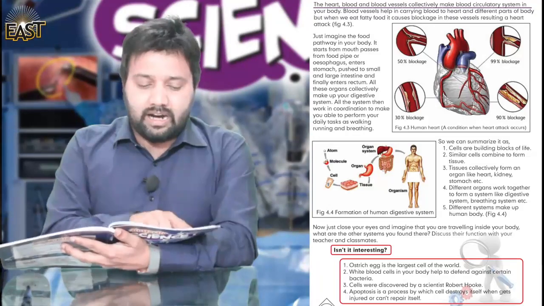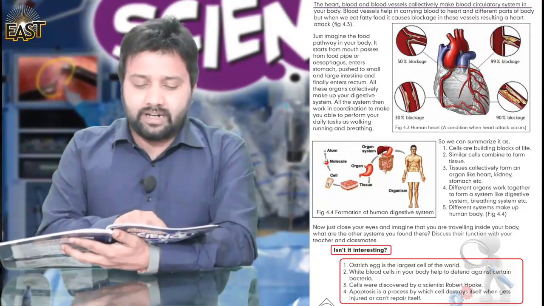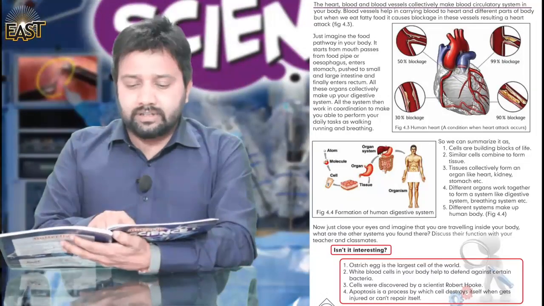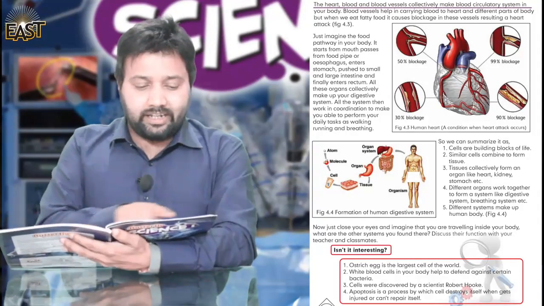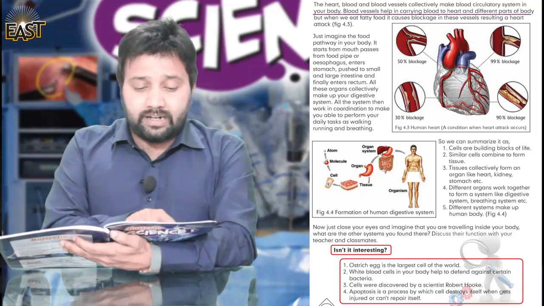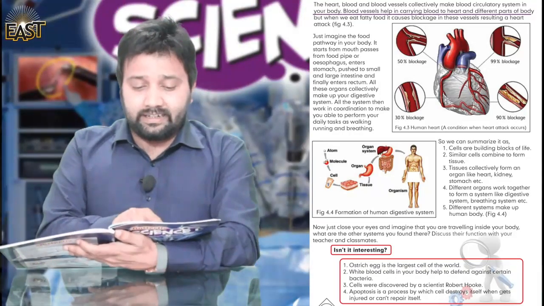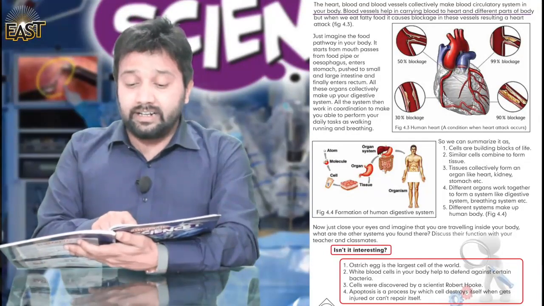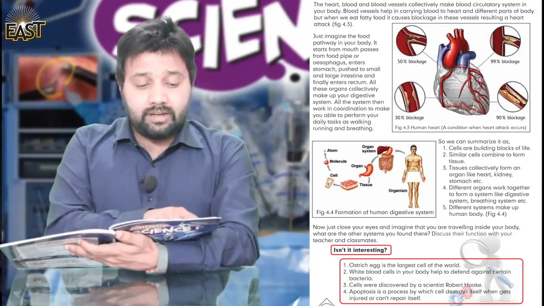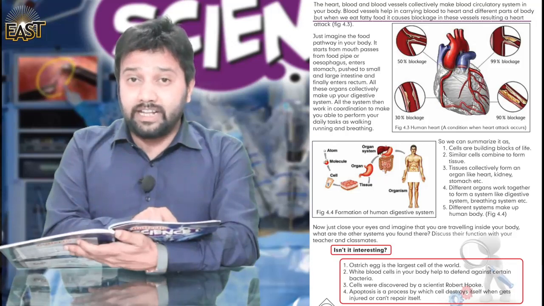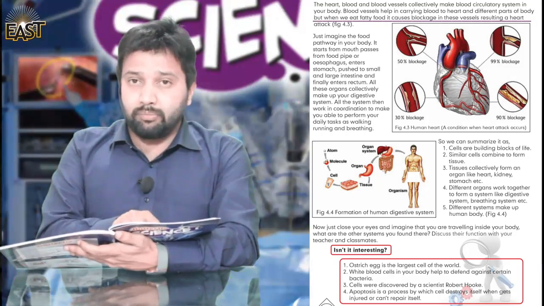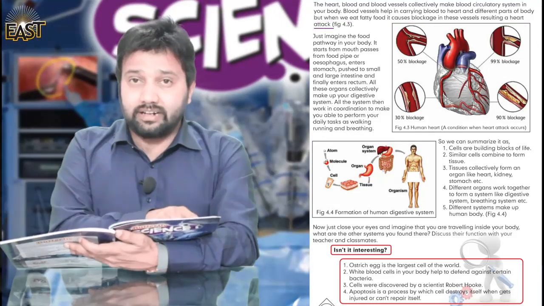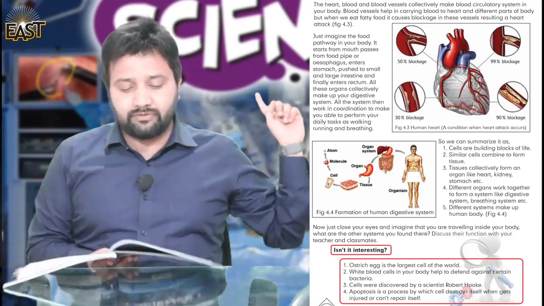The heart, blood and blood vessels collectively make the blood circulatory system in your body. Blood vessels help in carrying blood to the heart and different parts of the body. But when we eat fatty food, it causes blockage in these vessels, resulting in a heart attack. So you can see the figure 4.3 here.